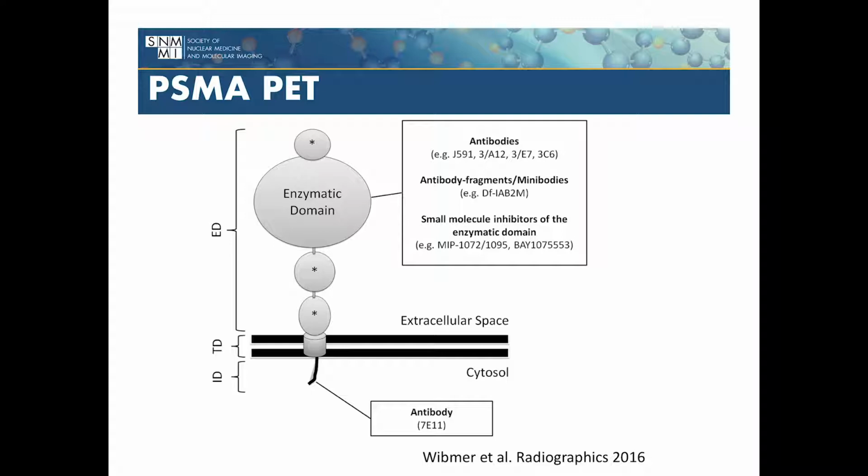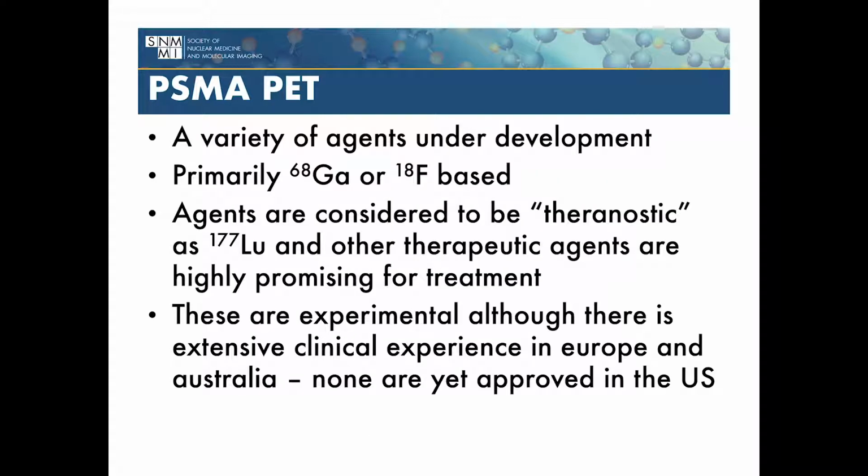And that's an area where there's been a lot of progress recently. We have small molecule inhibitors that bind to this enzymatic domain. And these seem to be very effective for imaging. So there's a variety of agents under development. They're mostly based on the use of the isotopes gallium-68 or F18.